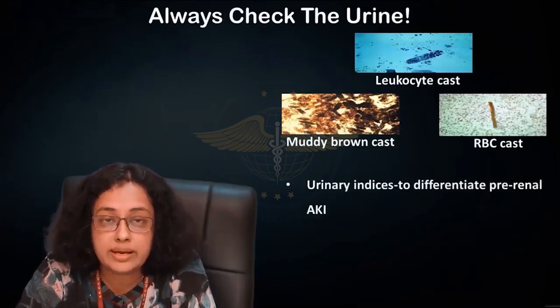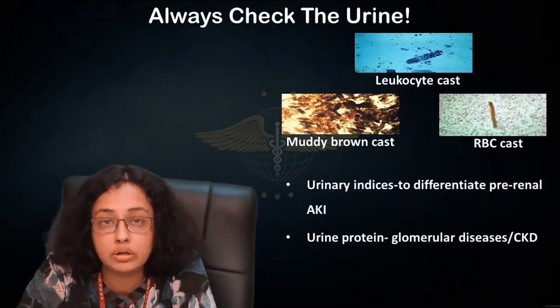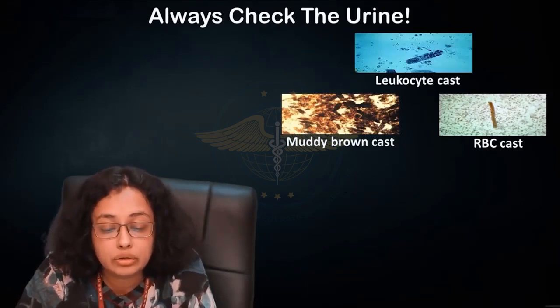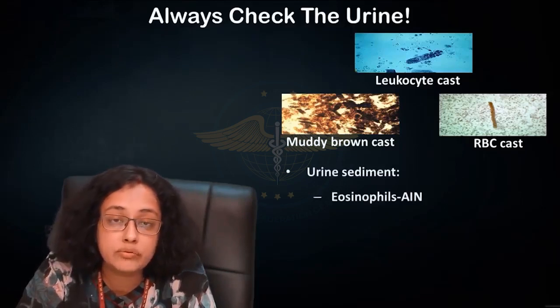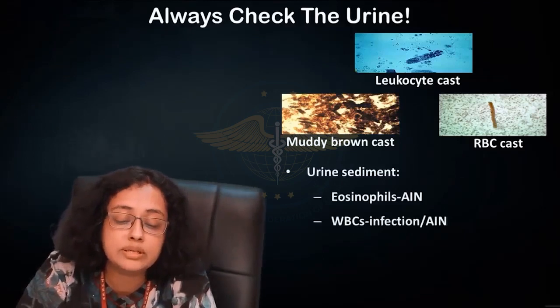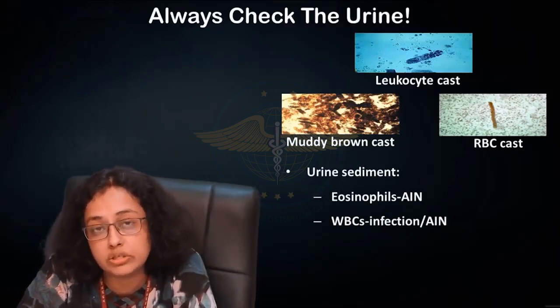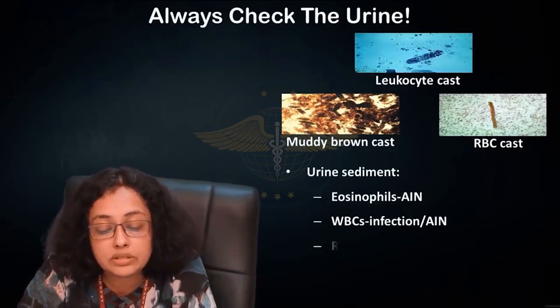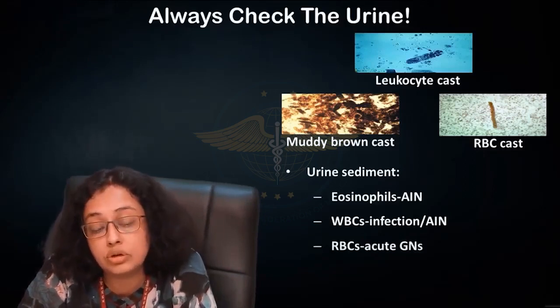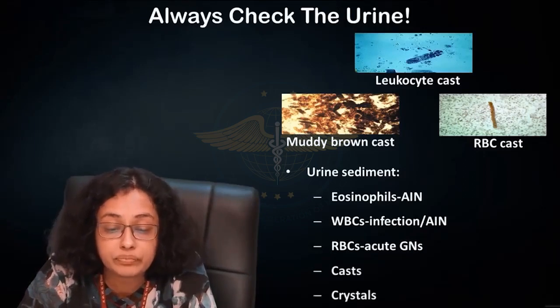For the urinary indices, which I will come on to in the next slide, urine protein would suggest the presence of a pre-existing chronic kidney disease or a glomerular disease. Urine sediment: the presence of eosinophils may suggest an acute interstitial nephritis. The presence of WBCs in urine or leukocyte casts could suggest an infection or an acute interstitial nephritis. Presence of RBCs again could suggest an acute glomerulonephritis, and various crystals may also be helpful.